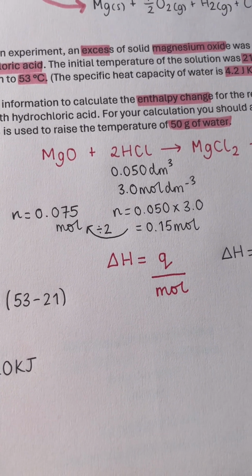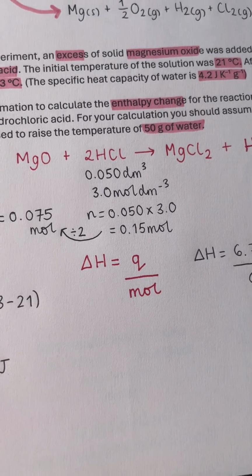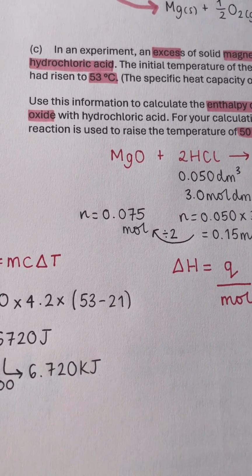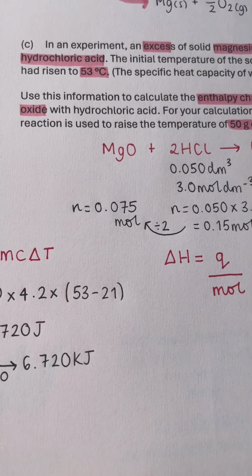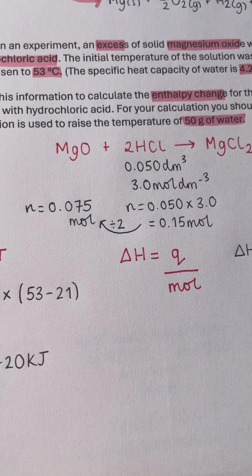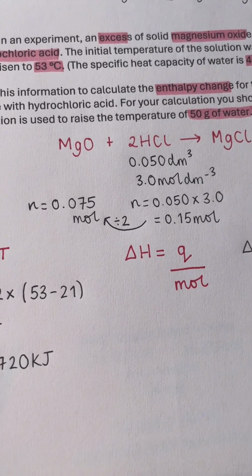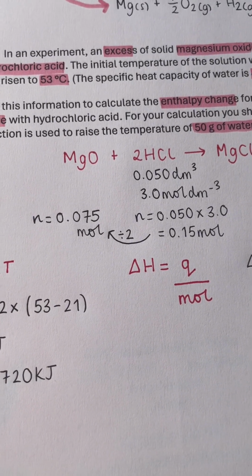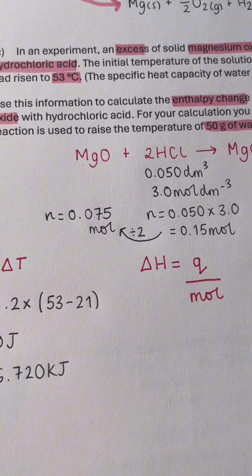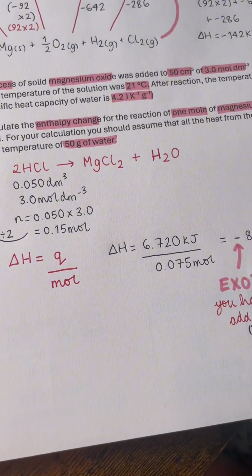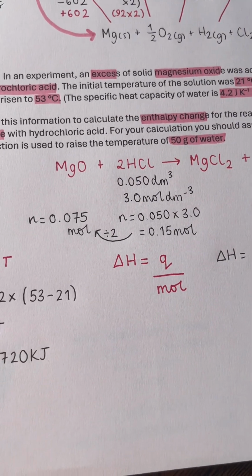Now, the magnesium oxide was in excess, so we know that all of that hydrochloric acid is going to react. We can then work out how much of the magnesium oxide therefore reacted, because they are in a 1:2 ratio, so 1 for the magnesium oxide, 2 for the HCl. So I've divided my 0.15 moles by 2 to get 0.075. We're going to be using that in the second part of our calculation in a moment.